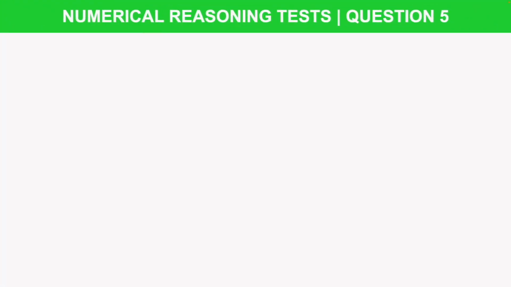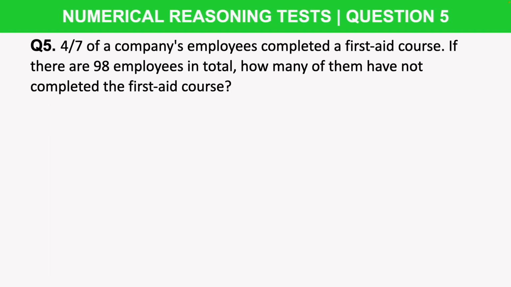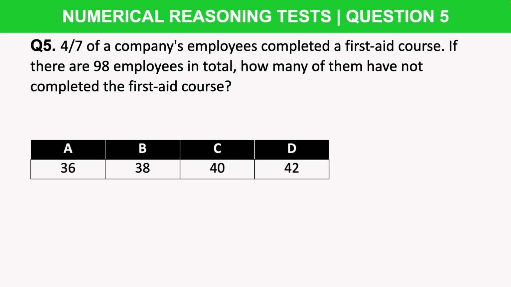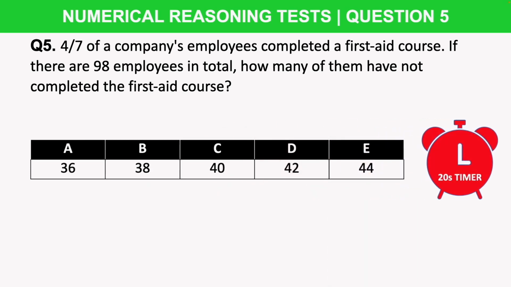So question number 5, let's have a go at doing these yourself. So 4/7 of a company's employees completed a first aid course. If there are 98 employees in total, how many of them have not completed the first aid course? Is it A, 36, B, 38, C, 40, D, 42, or E, 44? You've got 20 seconds on the timer starting now.